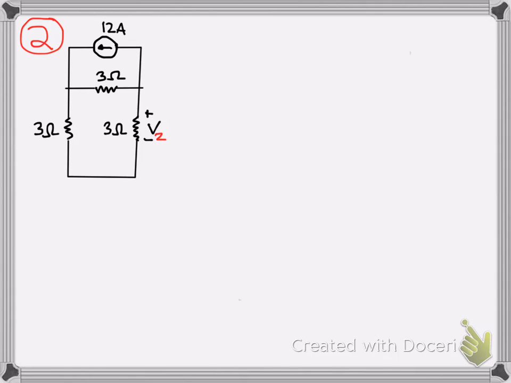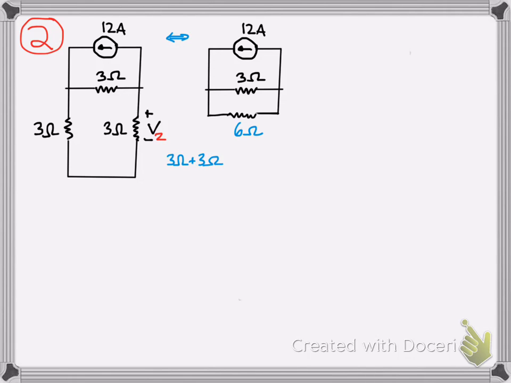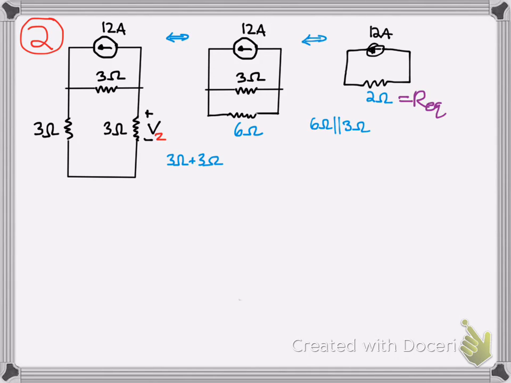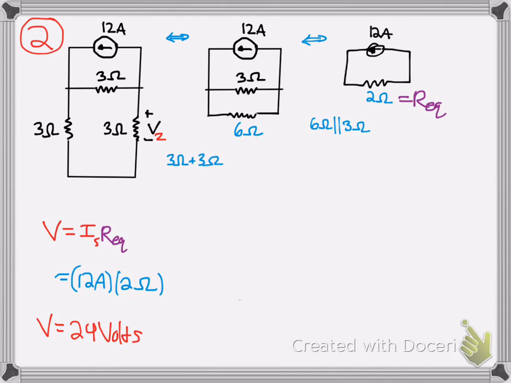Let's look at our second circuit and find V2. Let's also reduce this circuit and find our equivalent. The 3 ohms and 3 ohms are in series, so we can sum those together to get 6. That also has V2 embedded in there, and you'll see in a bit. Now the 6 ohms and the 3 ohms are in parallel, so 6 in parallel with 3 is 2, and that's our equivalent. Using Ohm's law, V equals IR, I being the current source and R equivalent being the 2 ohms there, multiply those together, 12 times 2 is 24 volts.